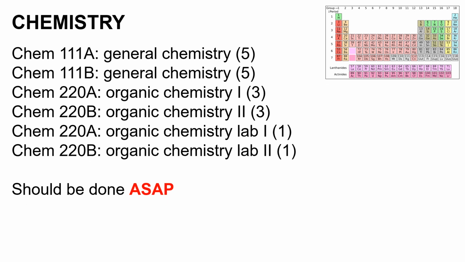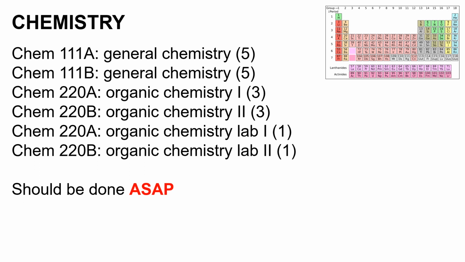The biology major requires 2 years of chemistry. The first year is Chemistry 111A and 111B, which are general chemistry. The second year is Chemistry 220A and 220B, which are organic chemistry lecture courses, and 223A and 223B, which are one-credit organic chemistry lab courses.